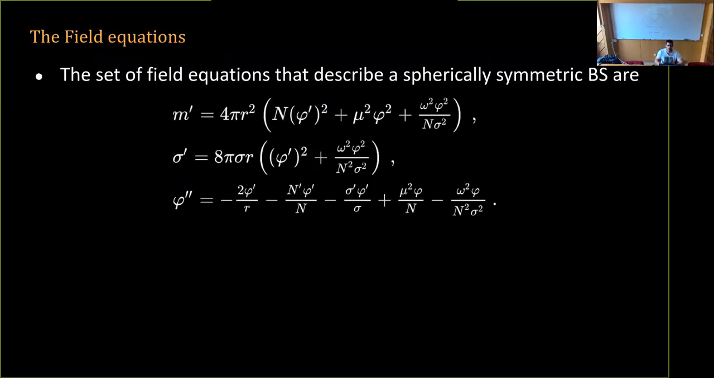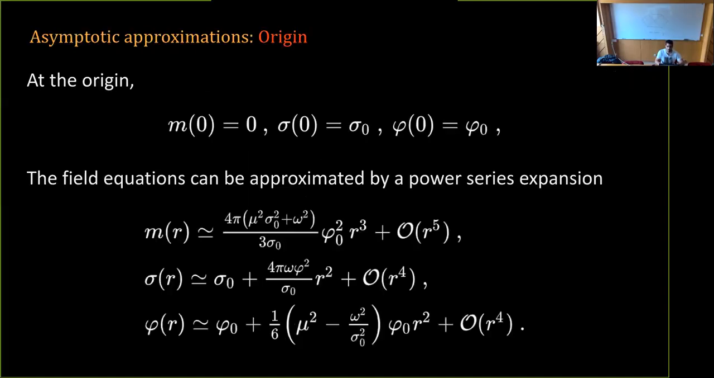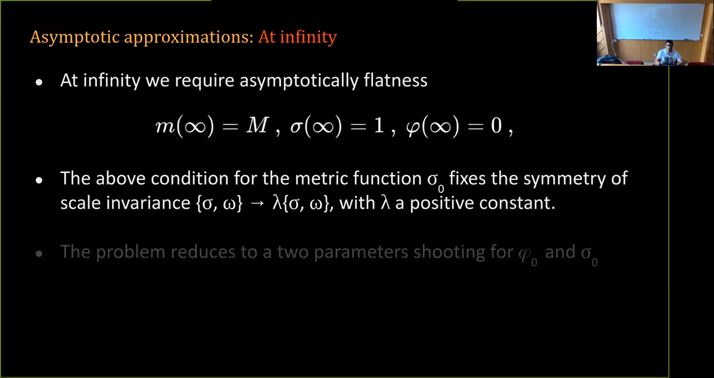So we saw that we have three kinds of equations that can be written in the following form, where we put all the lower order derivatives on just one side. We can also obtain the origin approximation and the asymptotic approximation. For the case of the Boson Star, this asymptotic decay, since we want asymptotic flatness, imposes a scale invariance symmetry that will ultimately just rescale the values of omega and sigma.